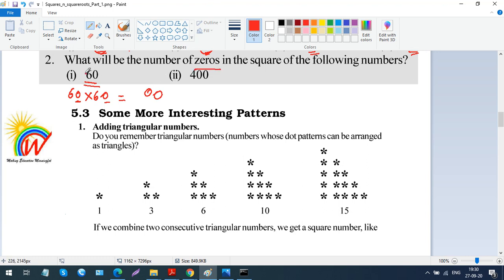Actually 6 into 6 can be multiplied separately as 36, and 0 double 0. So the number of zeros will always double. So there are 2 zeros here. What about here? Here you already have 2 zeros, so when this gets doubled, you will get 4 zeros here. This is 4 into 4, 16, and you will get 4 zeros: 1, 2, 3, 4. That's how you find the square of these kinds of numbers ending with 0.